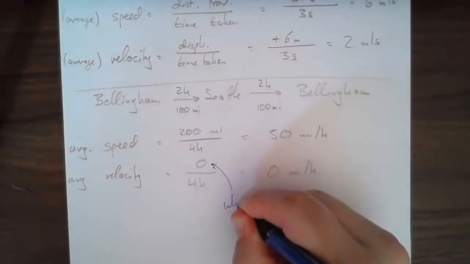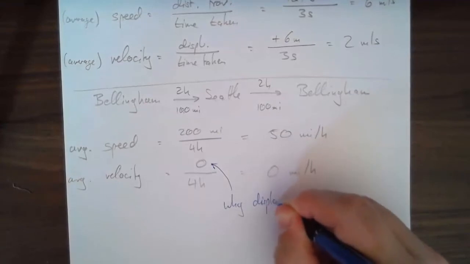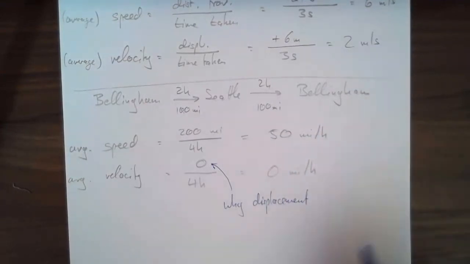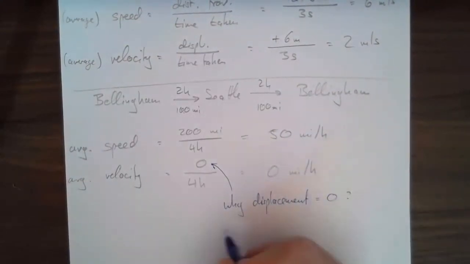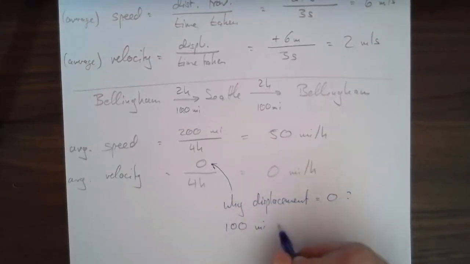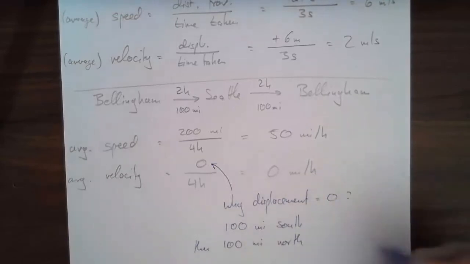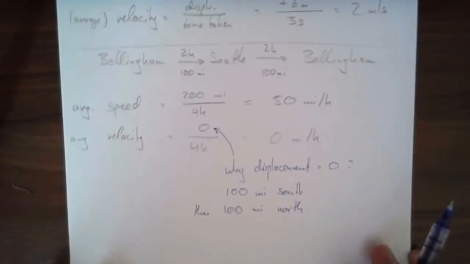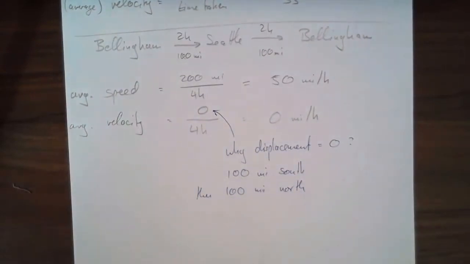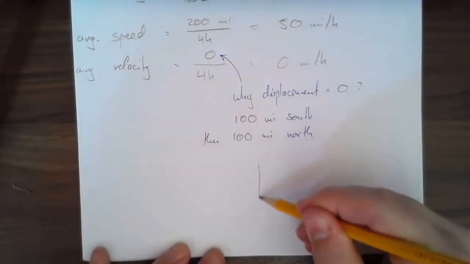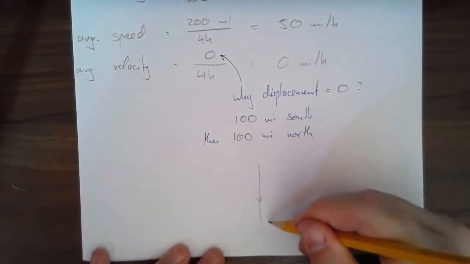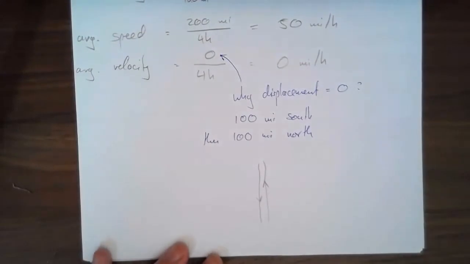Well, I went 100 miles south, but then I went back 100 miles north. Now, I haven't defined a coordinate system, so how can I know what's going on? Well, if you think about it, let's draw a little picture here. So I'm driving down pretty much straight south, and I'm driving back up. Right?